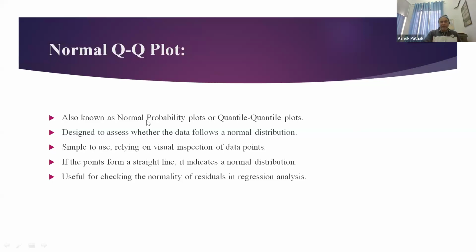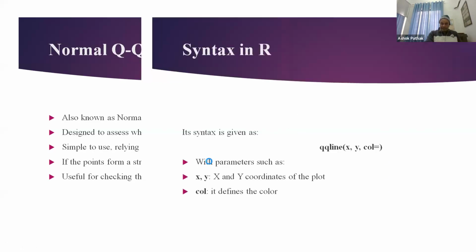It is known as the normal probability plot or quantile plot, designed to assess whether the data follows the normal distribution. It is simple to use, relying on visual inspection of the data points. If the data points form a straight line, it indicates that our data follows the normal distribution. It is useful for checking the normality of residuals in regression analysis. So this is a very useful technique.